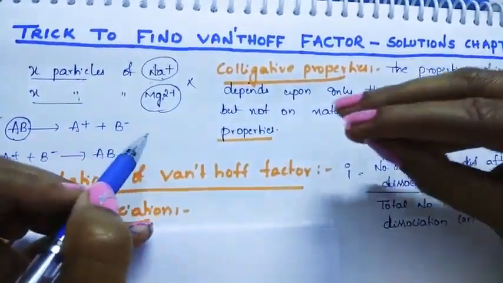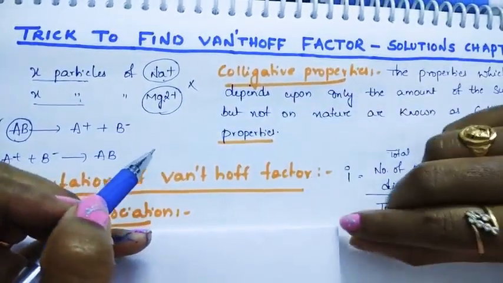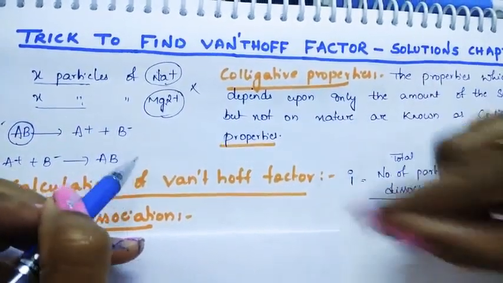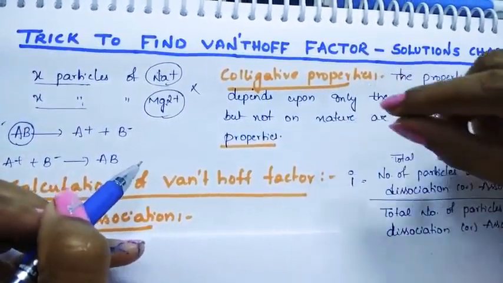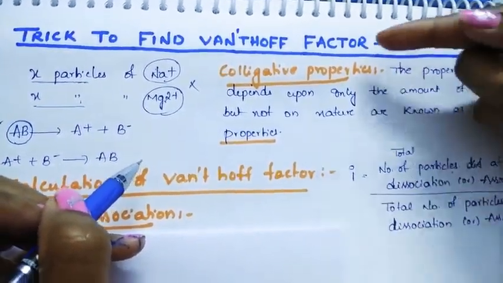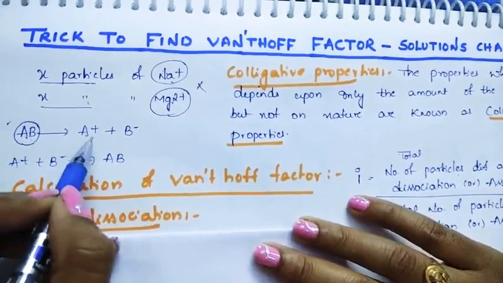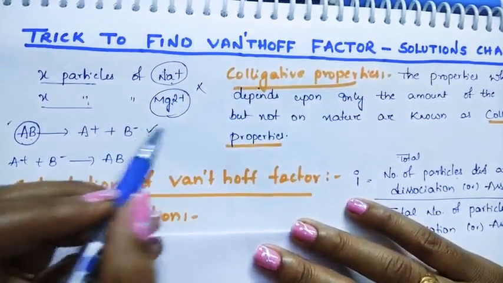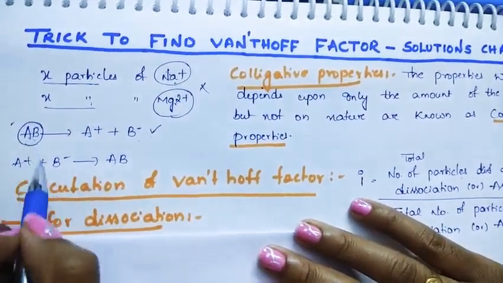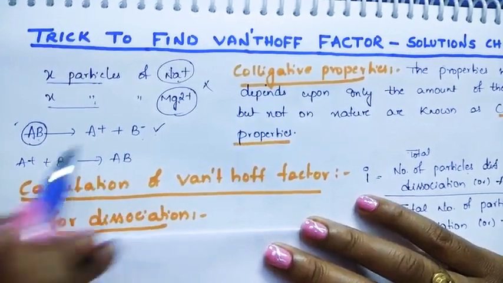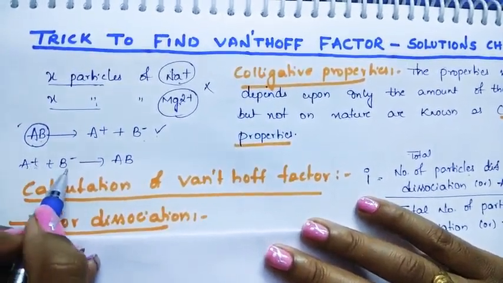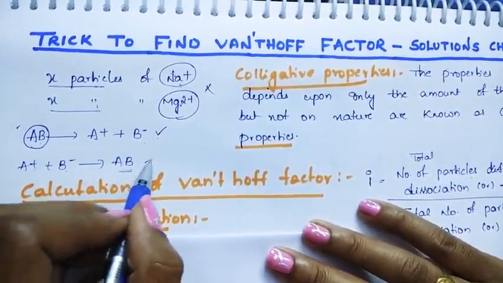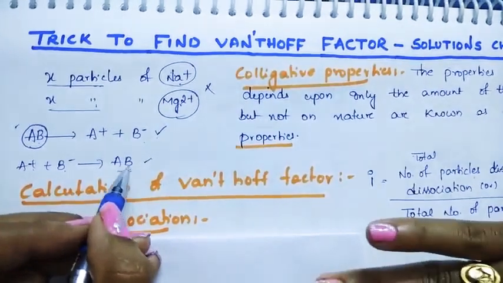If you dissolve a particular solute or an electrolyte in a solvent, and it is undergoing either association or dissociation, the number of particles changes. If the number of particles changes, colligative properties also change. See here, if AB dissociates into A+ and B-, the number of particles changes, so colligative properties also change. It is irrespective of whatever it is; it depends only upon the ions. And here A+ is combining with B- and forming AB, meaning it is associating. After association the number of particles decreases, so colligative properties also change.